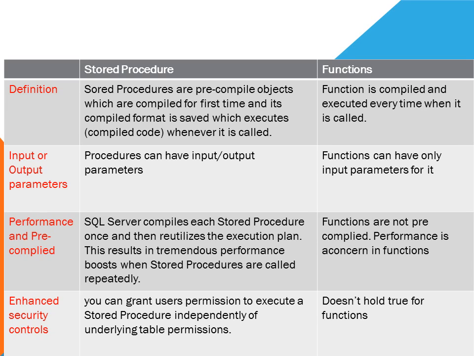Input or output parameters. Procedures can have input or output parameters, whereas functions can only have input parameters. Performance and precompiled. SQL Server compiles each stored procedure once and then reutilizes the execution plan. This results in a performance boost when stored procedures are called repeatedly. Functions are not precompiled. Performance is a concern in functions.